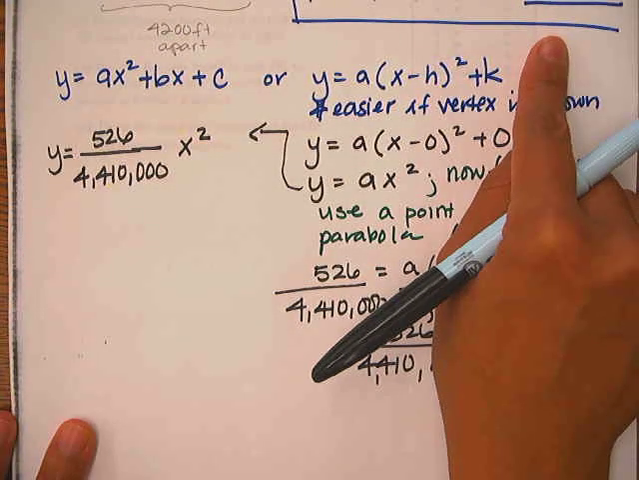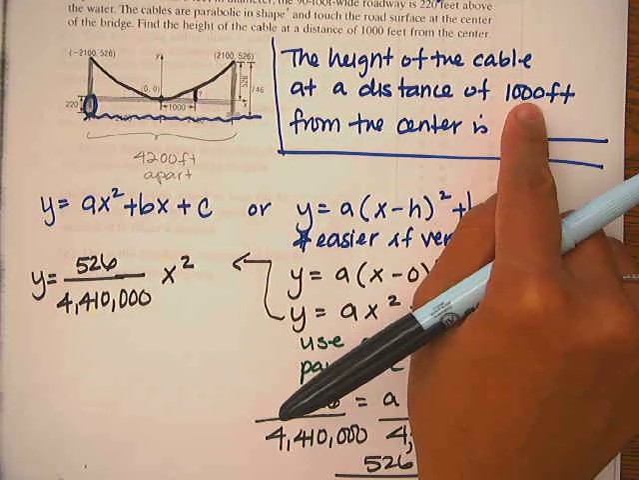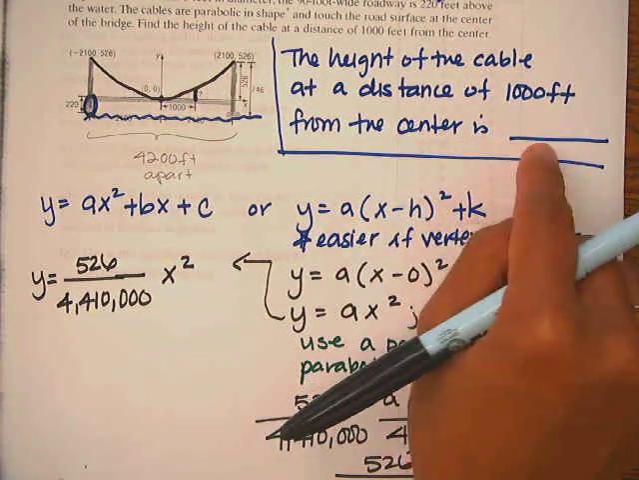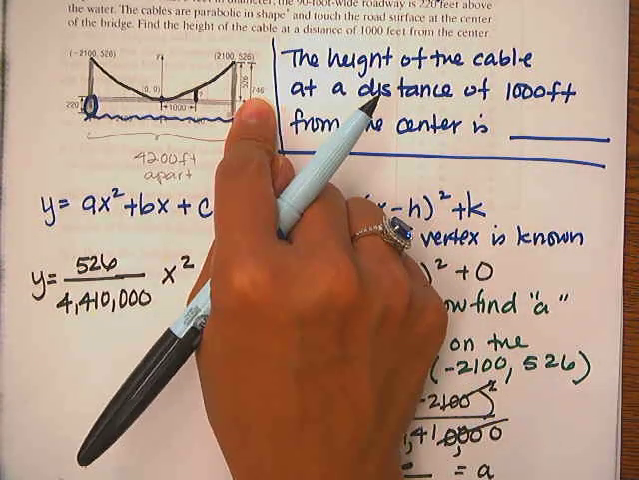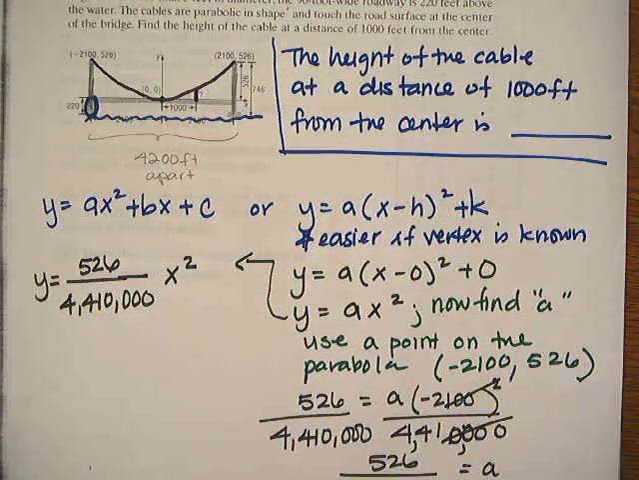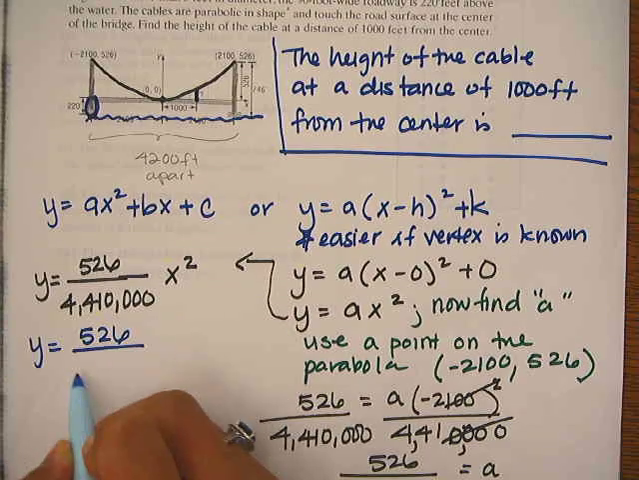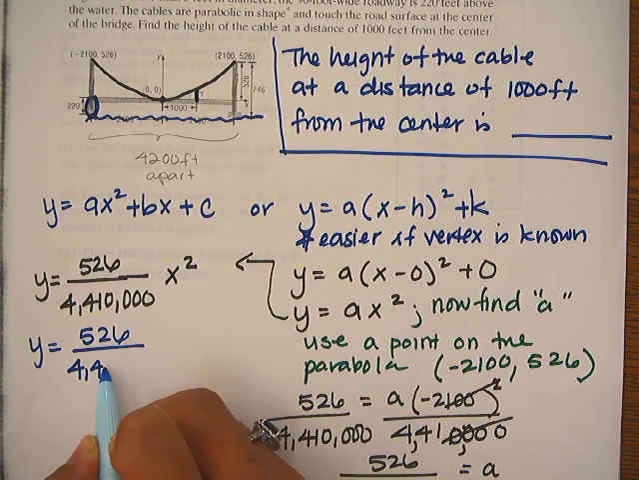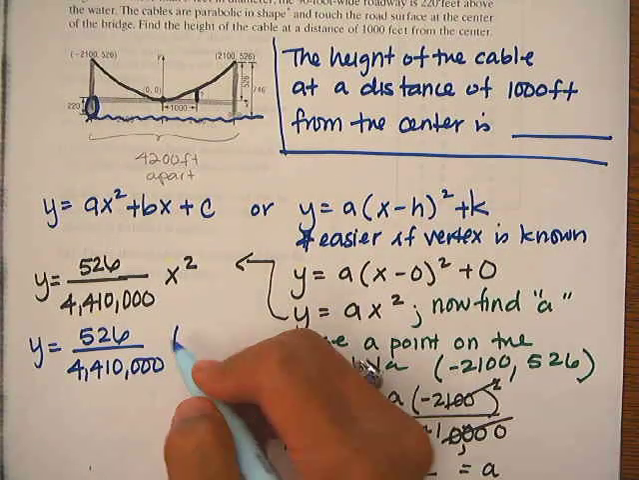So now our question is, the height of the cable at a distance of 1,000 feet from the center is. So I'm looking for the height. So that means I'm really looking for y. But I do know x. x is 1,000 feet from the center. So now I'm just going to put in 1,000 for x. Let's go. y equals 526 over 4,410,000 times x, which is 1,000 squared.